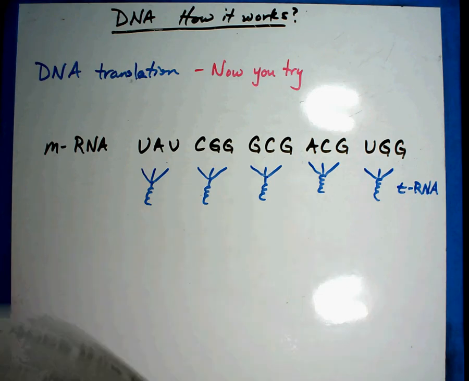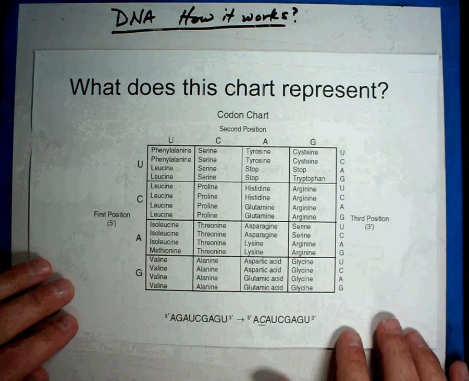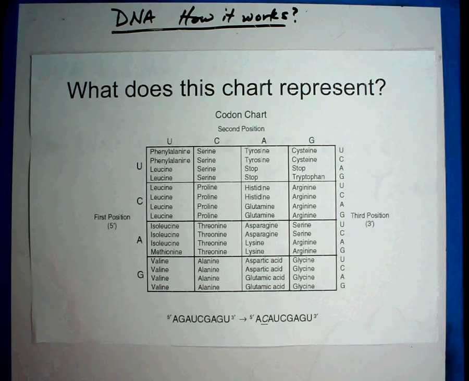All right, now that you have your messenger RNA and all your transfer RNAs hooked on, here is the chart, a brand new chart for you. Now what you will want to do is pause the video, figure out each of the amino acids that go with each of the connections, and then we'll come back in a second and see how you did.